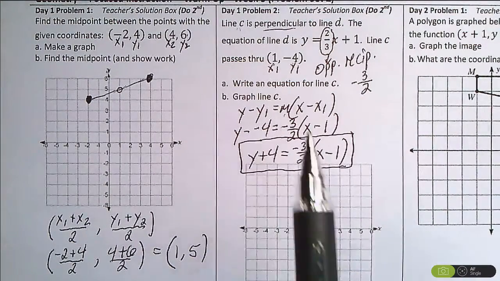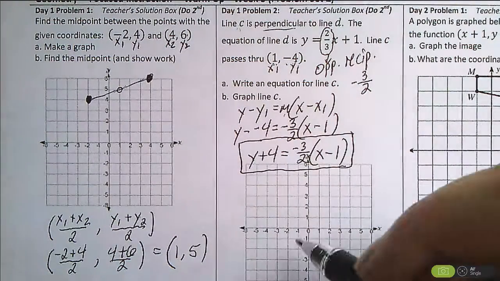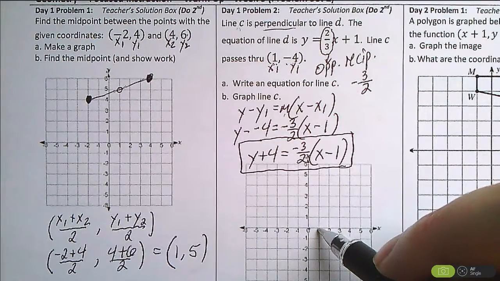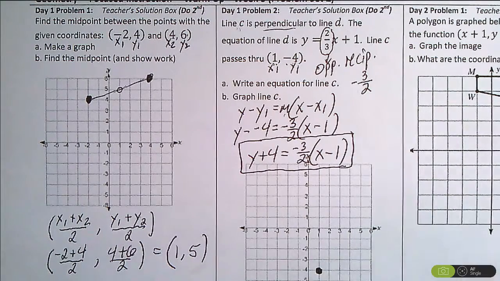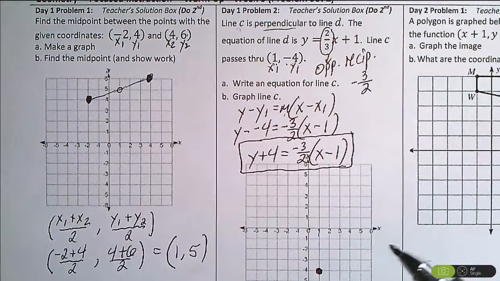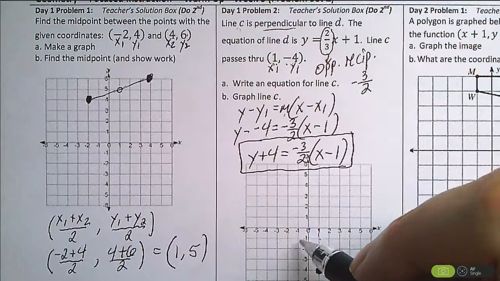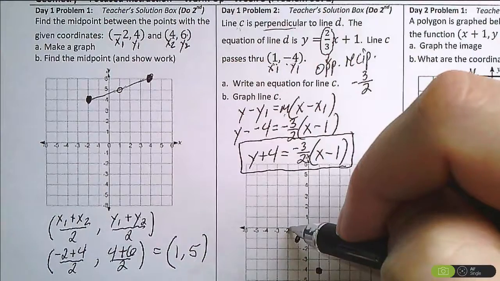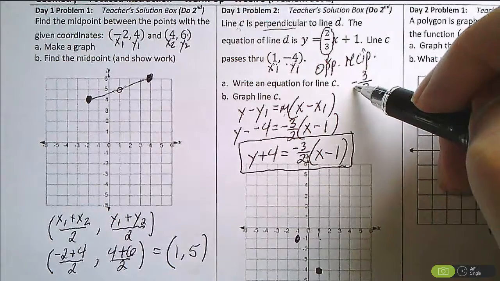Now we're also asked to graph the line. One of the things we know about line C is it passes through the point 1 comma negative 4. Let's find that. So over to 1 and then down to the negative 4. Here is 1 comma negative 4. We also know that the slope of line C is negative 3/2, which would mean to go down 3 and right 2. That's going to take me off the bottom of the video. So I'm going to go up 3 and left 2. This still creates a downhill line, which is what a negative slope would have.